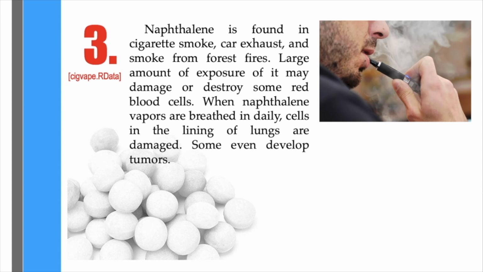Naphthalene is found in cigarette smoke, car exhaust, and smoke from forest fires. Large amounts of exposure to it may damage or destroy some red blood cells. When naphthalene vapors are breathed in daily, cells in the lining of the lungs are damaged.